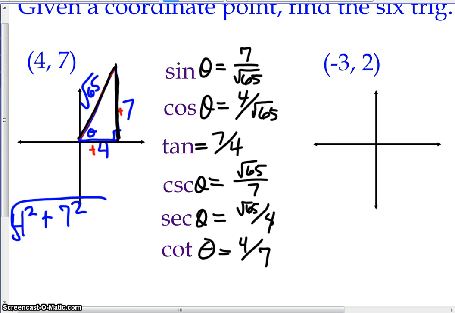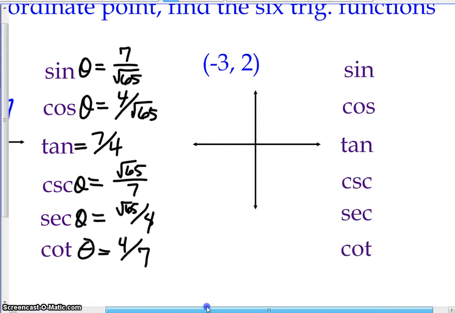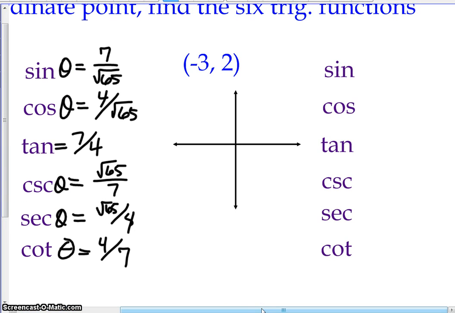Now let's look at our second example of what we're going to do when we're not in the first quadrant. That's really the only difference here. So I'm going to go here, -3, and then up 2. So there's my triangle. We'll leave it the way it is. -3 and +2. Again, I need to figure out what's my hypotenuse.